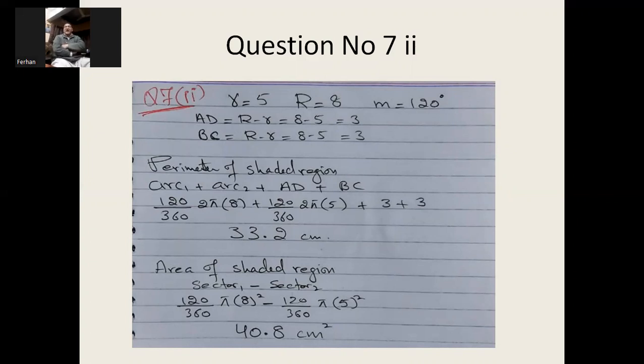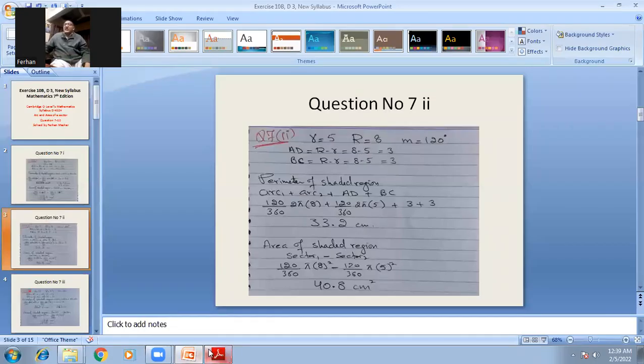Now we have to find out the area of the shaded region. The strategy is very simple. Find the area of the big sector. From there, subtract the area of the small sector. The area of the sector is theta by 360 pi r square. So we will have 120 divided by 360 multiply pi multiply 8 square minus 120 divided by 360 multiply pi multiply 5 square, and that will be 40.8 centimeters square. So this is how you will find the perimeter of this shaded region and the area of this shaded region. So that is question number 7 and its second part.